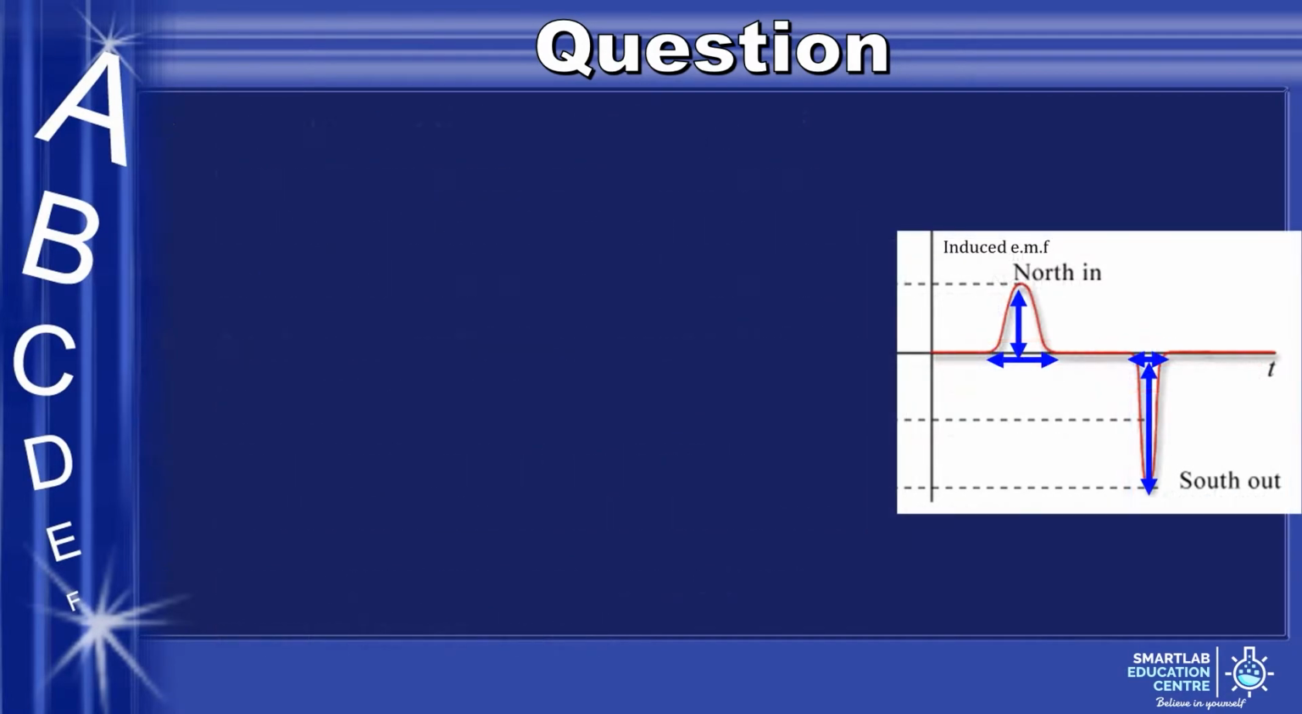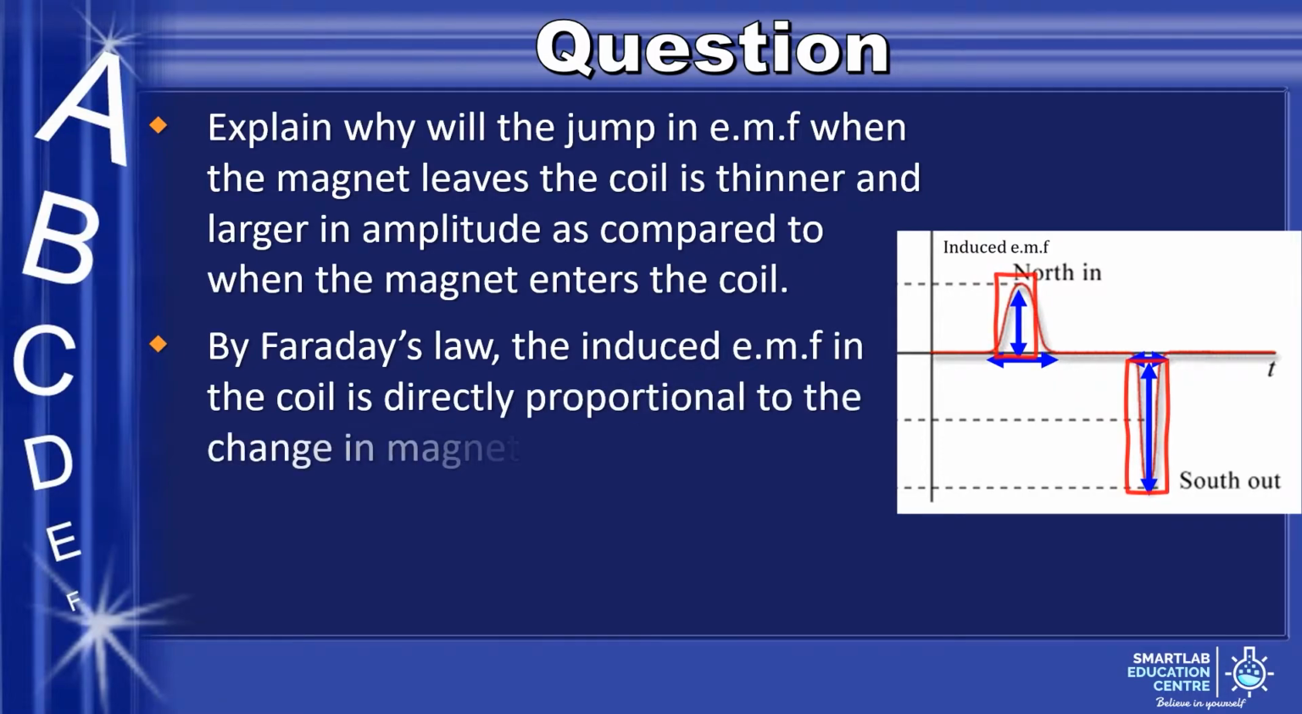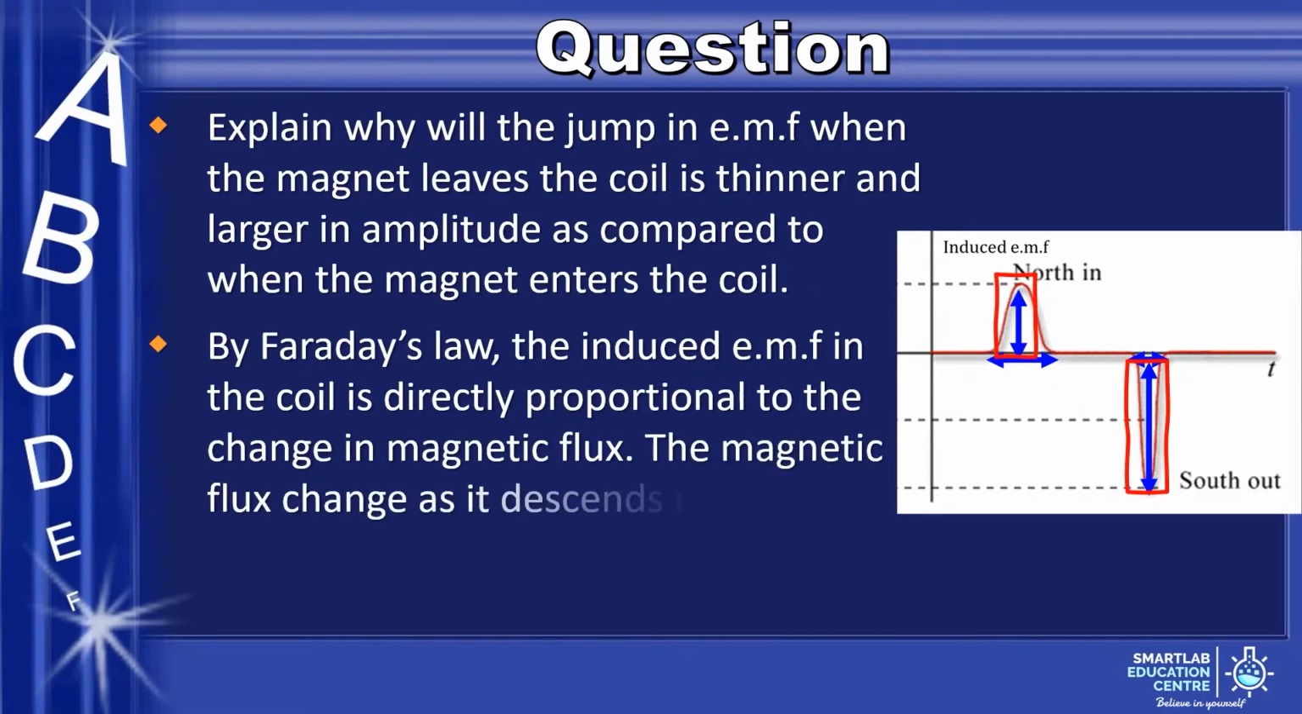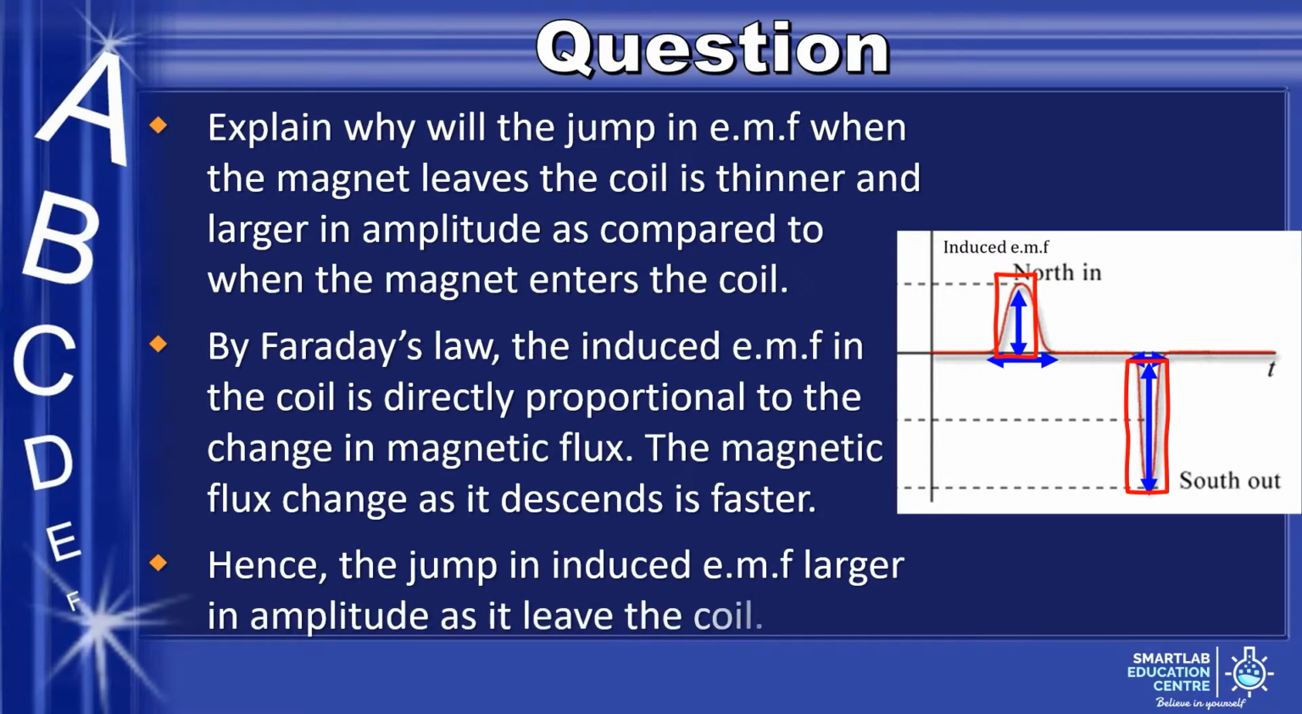By Faraday's law, the induced EMF in the coil is directly proportional to the change in magnetic flux. The magnetic flux change as it descends is faster. Hence, the jump in induced EMF is larger in amplitude as it leaves the coil.